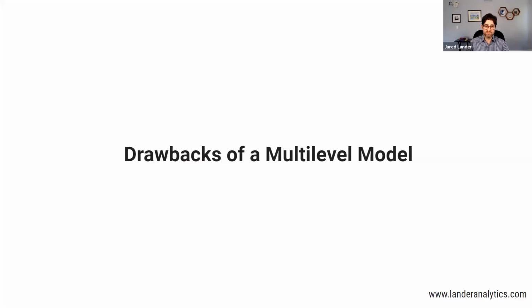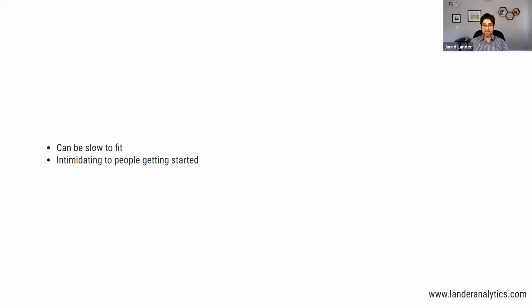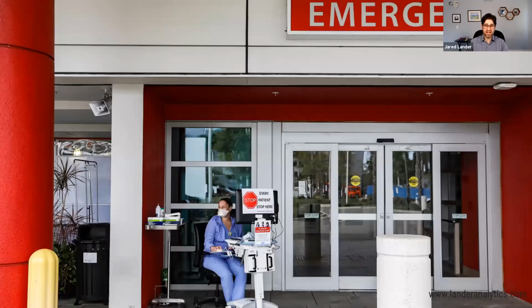So what's wrong with them? They can be slow to fit because they often use Markov chain Monte Carlo, and they can be intimidating to people getting started. But this intimidation can be worth it. Let's say you're trying to predict hospital readmissions. You are getting ready to discharge a patient, and you want to predict if they're going to come back.